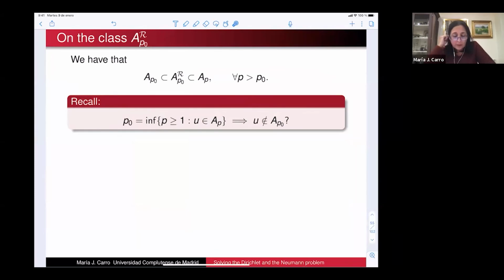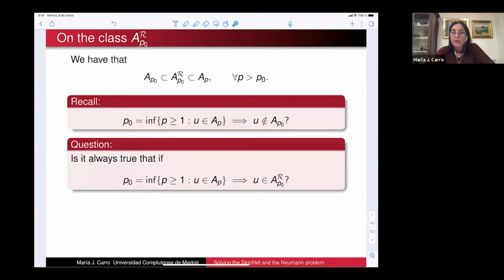Okay, so as I said before, this class A_p^R is bigger than A_p0, but it is not that much bigger because in fact it's contained in A_p for every p bigger than p0. So it is between A_p0 and A_p for every p bigger than p0. Now we have said before that given p0, u is never in A_p0. So the question that we ask is, okay, is it always true that u is in A_p0^R?